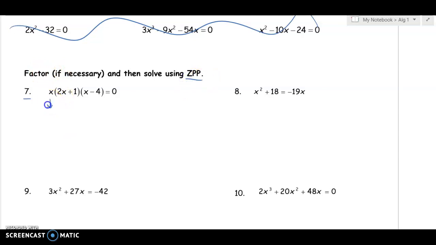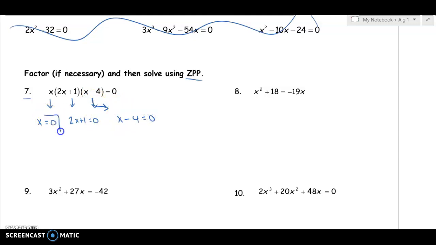All right, we're going to set each piece equal to 0. This is an x. You can set x equal to 0. If this was just like a 2 or a 5, you couldn't set that equal to 0. But because it's a variable, you can. 2x plus 1, we're going to set that equal to 0. And we're going to set x minus 4 equal to 0.